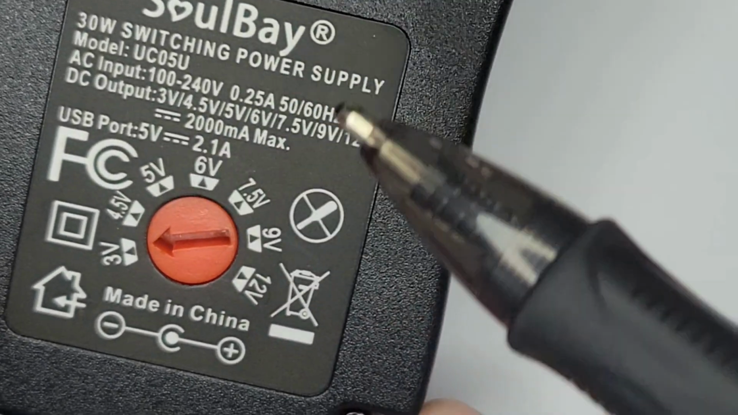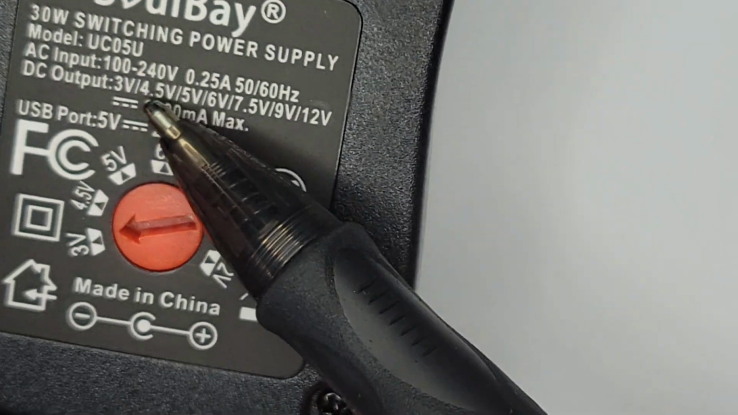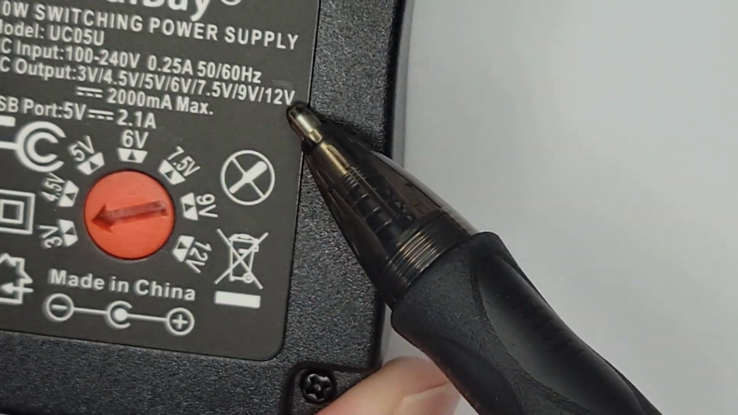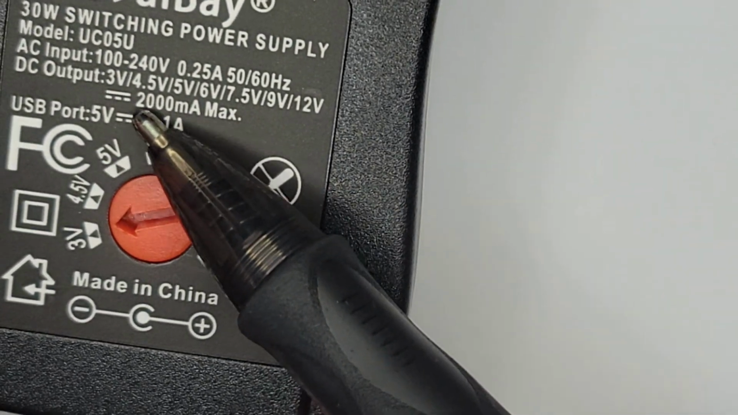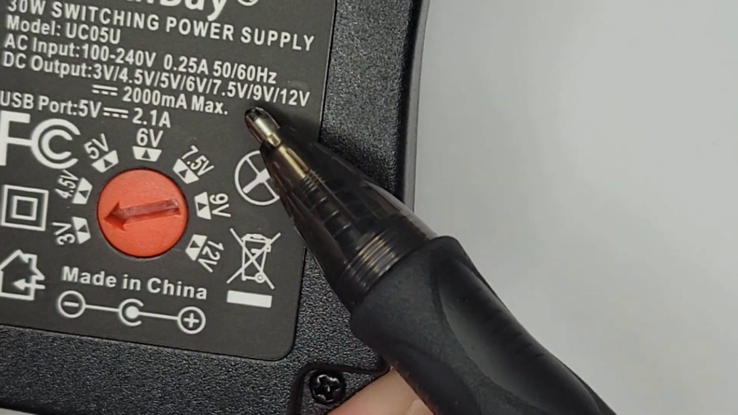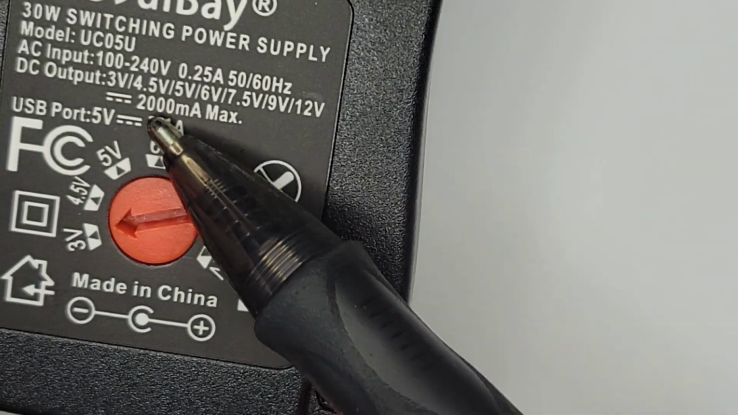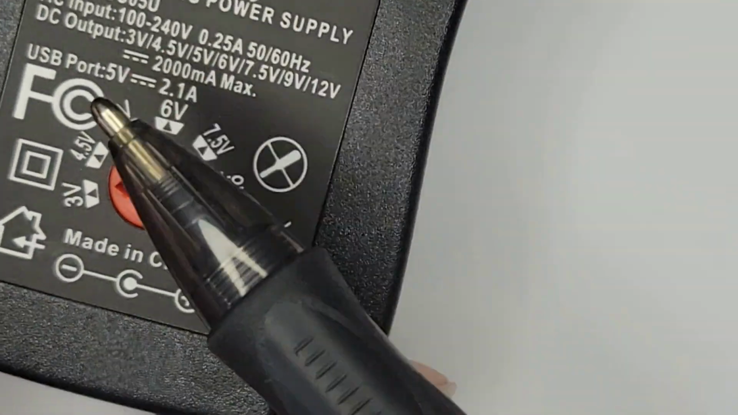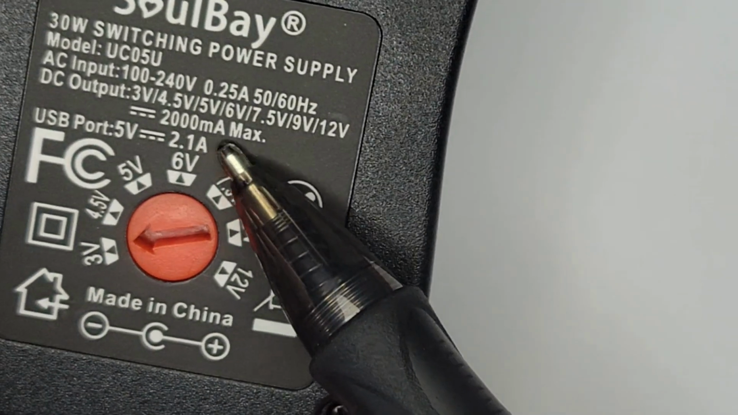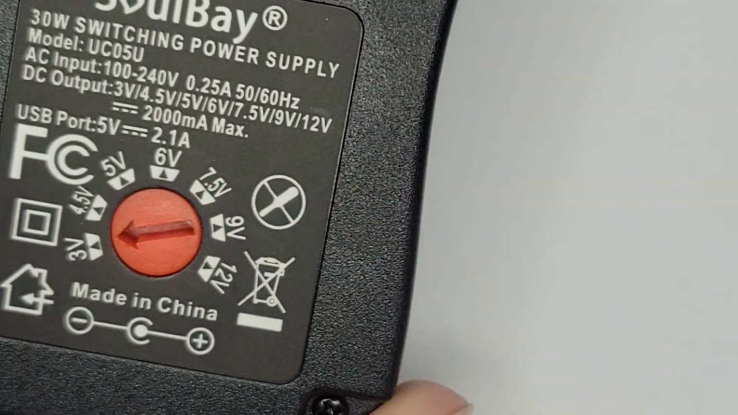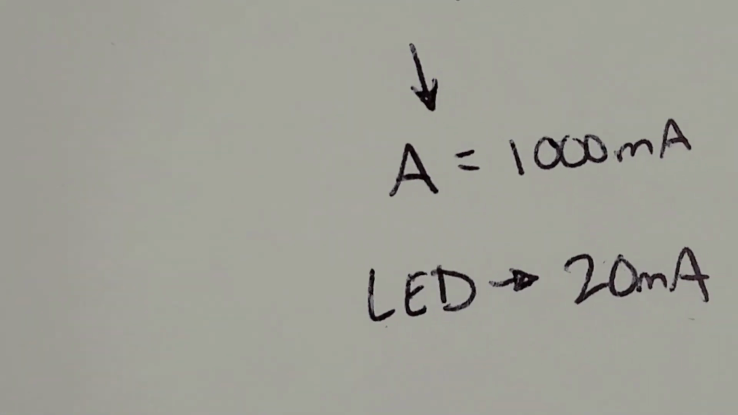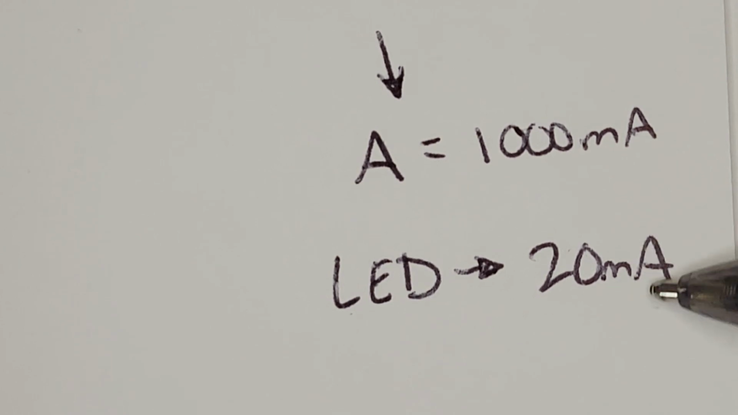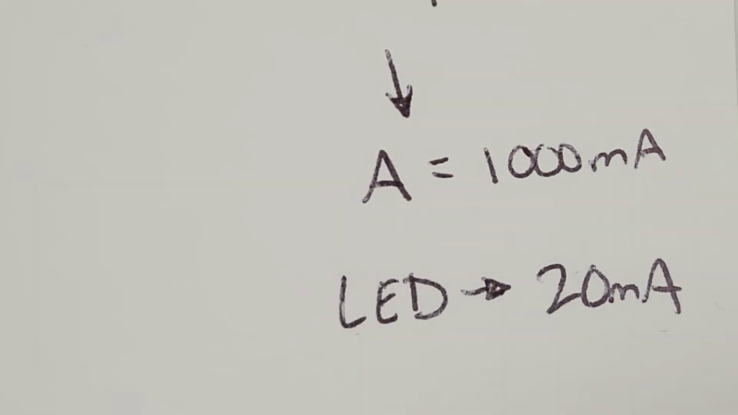And we can see the output here has 3 volts. Well, it has all these different settings depending on what we set it to. I set it to 3 volts. And then it has 2,000 milliamps max. Or we could say it's 2 amps maximum. So this output is going to put out 2 amps or 2,000 milliamps, which is 100 times more than this value. So that's a problem. So we definitely need to reduce the current.